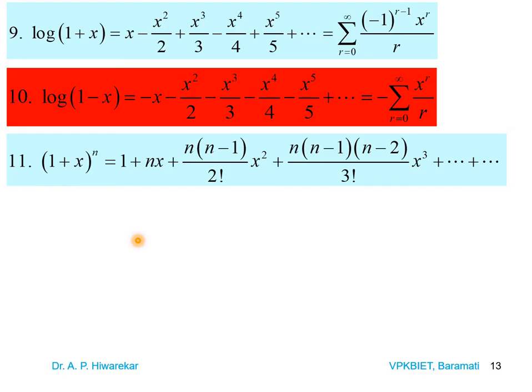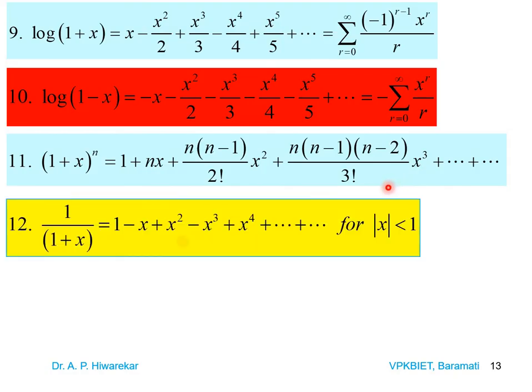1 plus nx plus n into (n minus 1) divided by 2 factorial into x square plus n into (n minus 1)(n minus 2) divided by 3 factorial into x to the power 3, and so on.